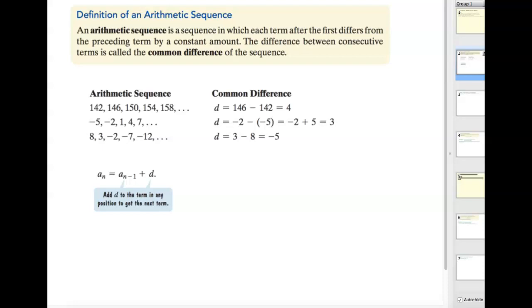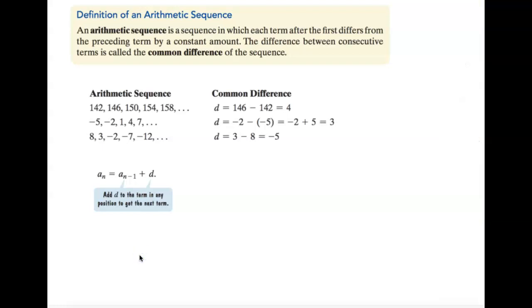Right, this lesson is a part of 10.2 where we focus on arithmetic sequences. You've done this in Algebra 2, so hopefully this will be a nice review lesson.